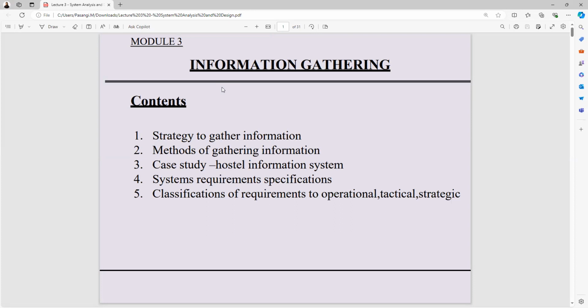Not only that, we will be doing a case study based on the hostel information system, and also, as the last topics, we will be doing the system requirement specification. We will be documenting an SRS document, and at last we will be discussing the clarification of requirements for operational, tactical, or strategic planning as well. So now we can go through the information gathering part.